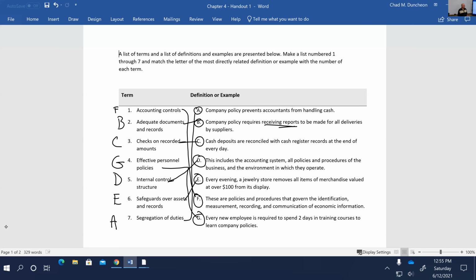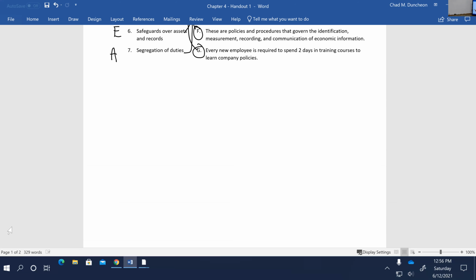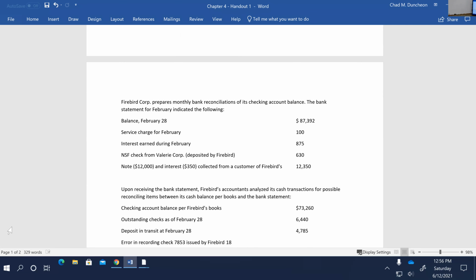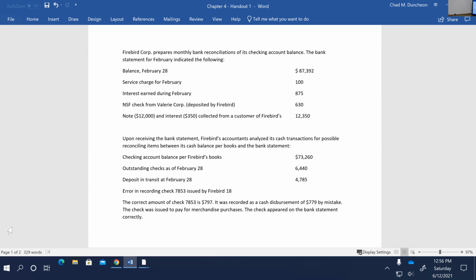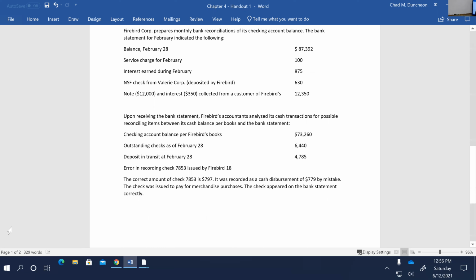So there are your answers for those. I think you might see those laid out. All right, second here, we had a bank reconciliation. All right, so Firebird Company here.